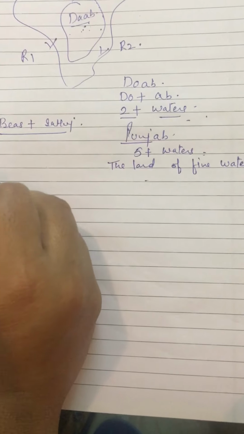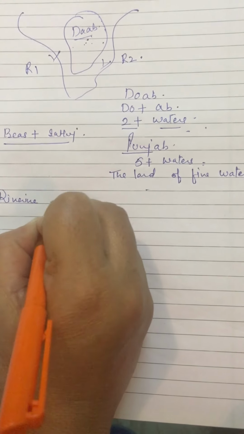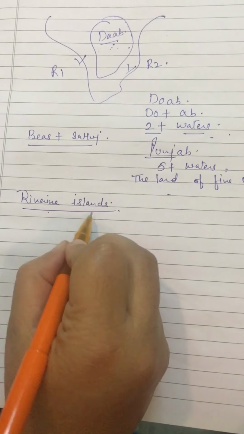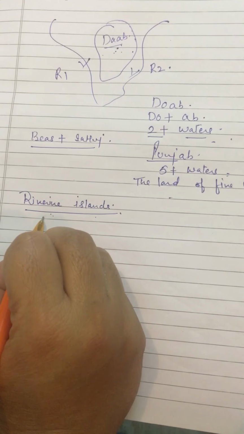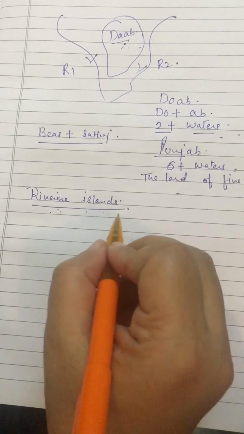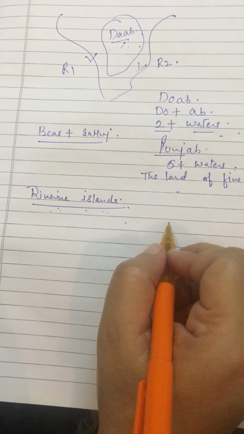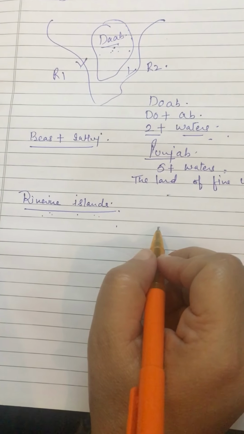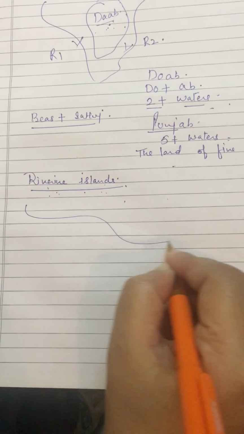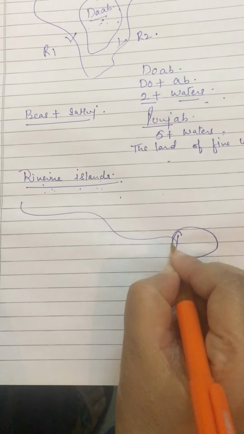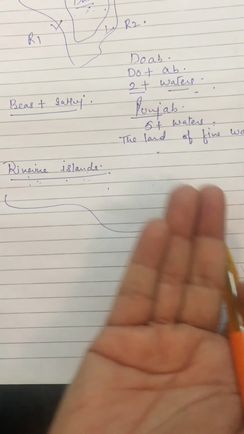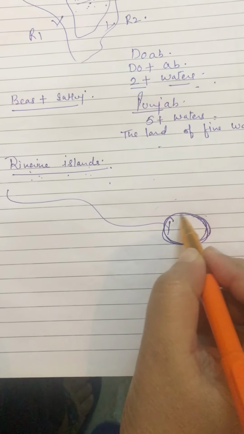Riverine islands. What are riverine islands? These all terms are related to the rivers. Islands which are formed in the rivers are called riverine islands. When the deposit is so much that it comes out of the river, it becomes a riverine island. And riverine islands are always formed at the end stage of the river due to the deposition.